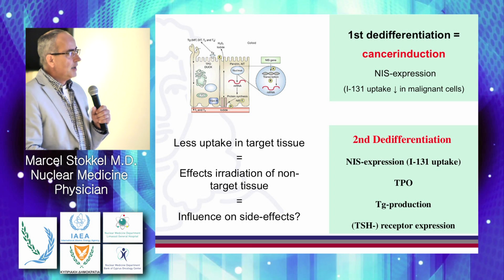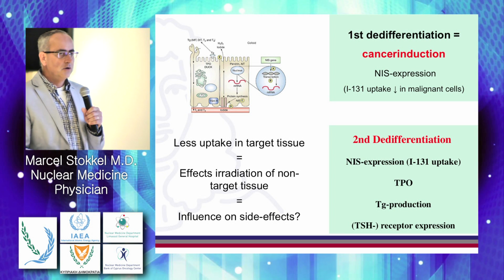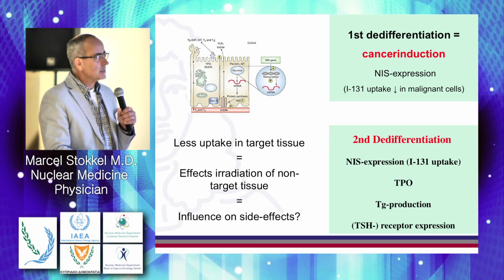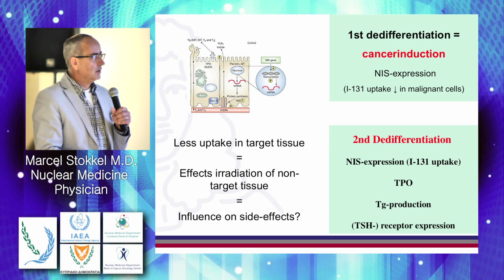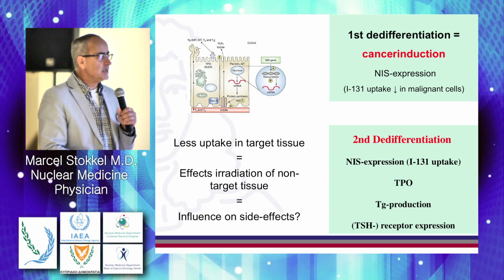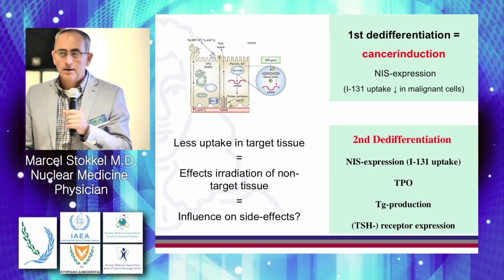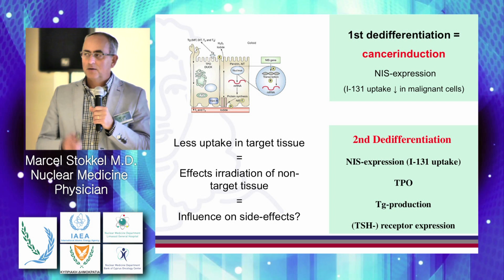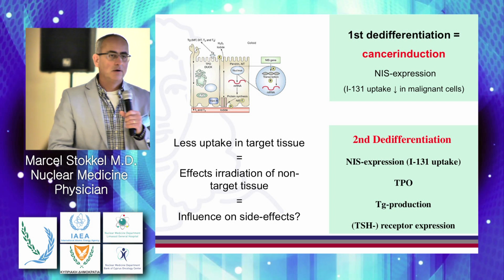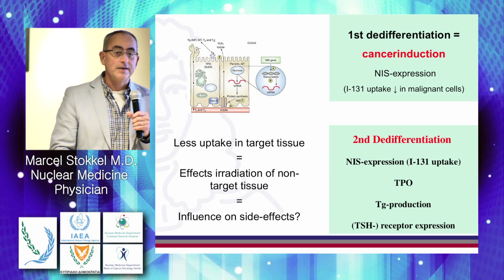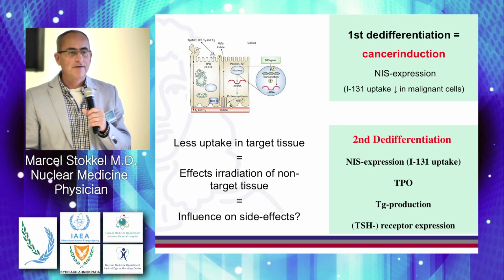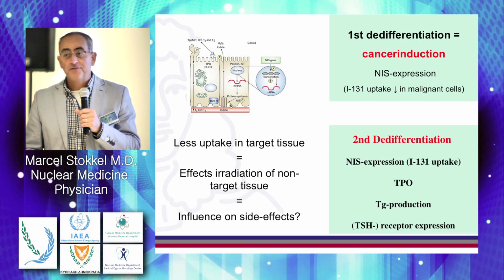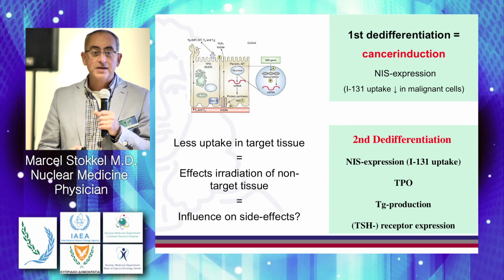If we talk about thyroid cancer or the treatment of hyperthyroidism, you have to realize that less uptake in target tissue may have an effect on irradiation of non-target tissue. And it also has influence on side effects. What does it mean? When we look, for example, at patients treated for hyperthyroidism, there is a huge uptake in the thyroid gland. Usually, when we talk about morbus Graves, it's in the range of 50 to 70%. And that means that about 30% is excreted.